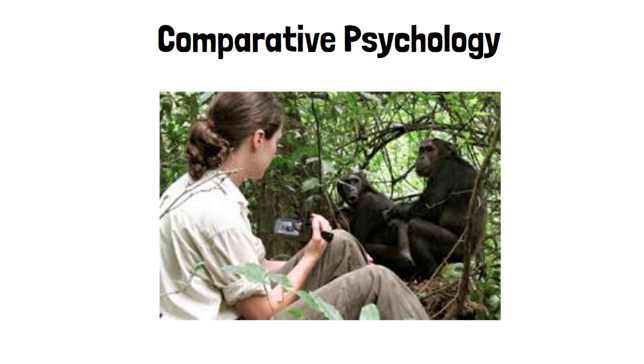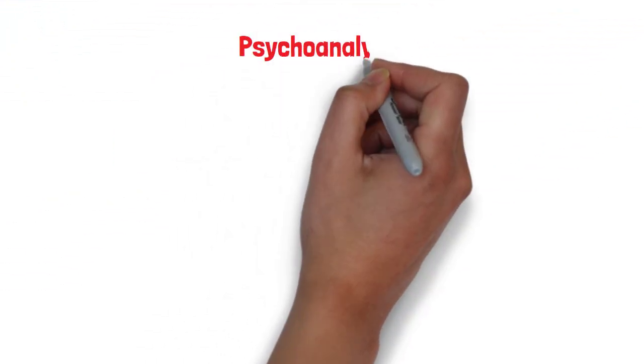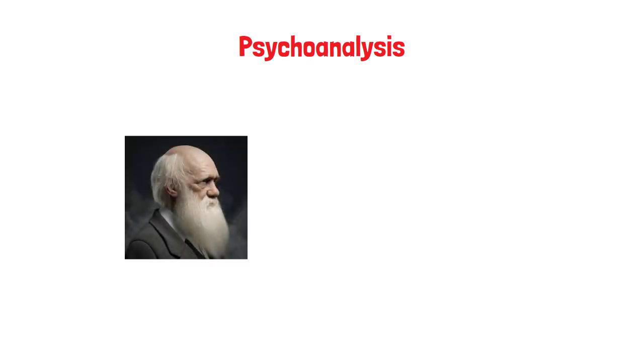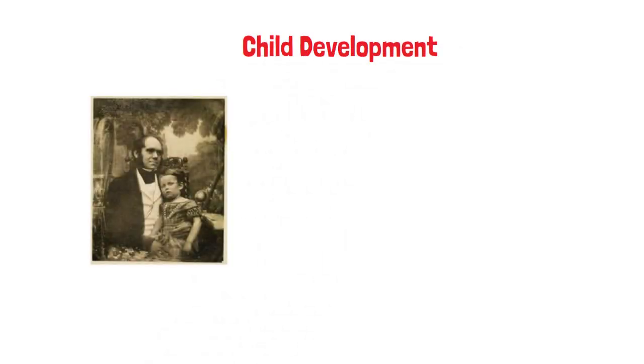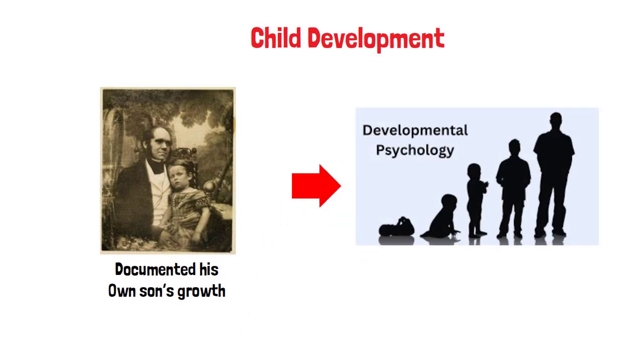Darwin's work extended beyond evolutionary psychology, influencing other fields including psychoanalysis. Sigmund Freud credited Darwin's research, particularly his work on emotional expression, for shaping aspects of psychoanalytic theory. Child development. Darwin conducted one of the earliest studies on childhood development. This observational study documented his own son's growth over several years, laying groundwork for developmental psychology.